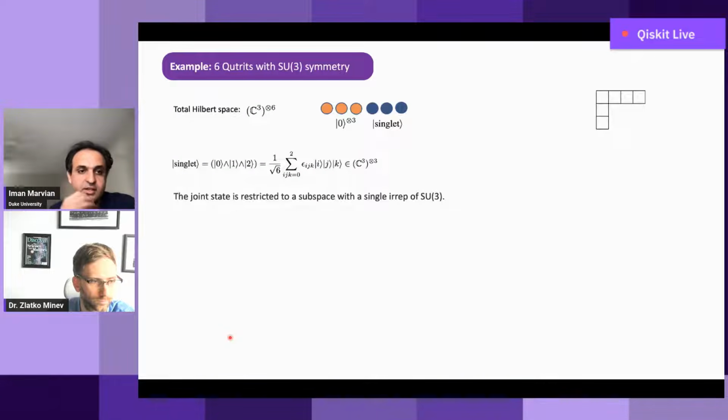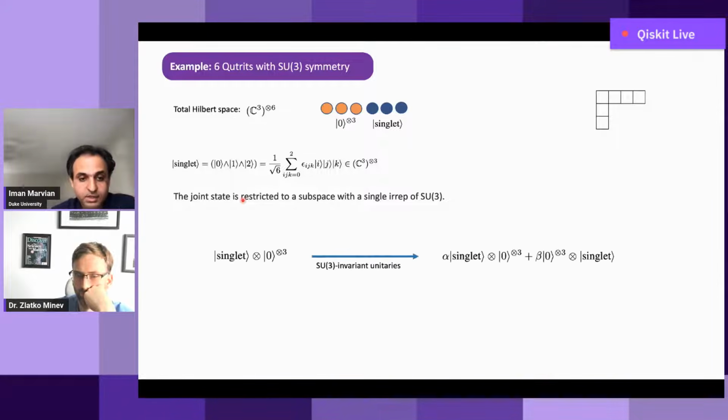So let's talk about a concrete example. This is a 6 qudit example. So here d is equal to 3. I have 3 of my qudits in state 0. Here 0, 1, 2 is an orthonormal basis for a qutrit. And the 3 other qudits are in a singlet state. So this is a totally antisymmetric state of 3 qudits. And it turns out that for this state, the joint state is restricted to a subspace with a single irreducible representation of SU(3), right?